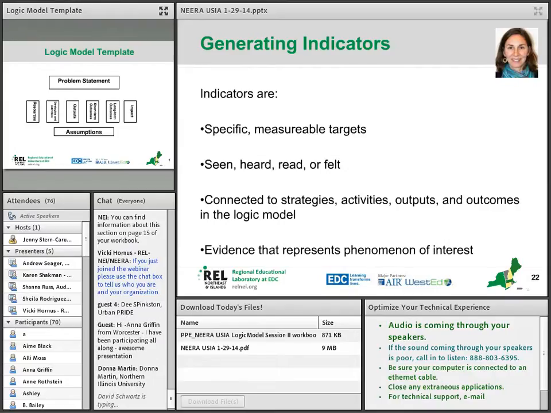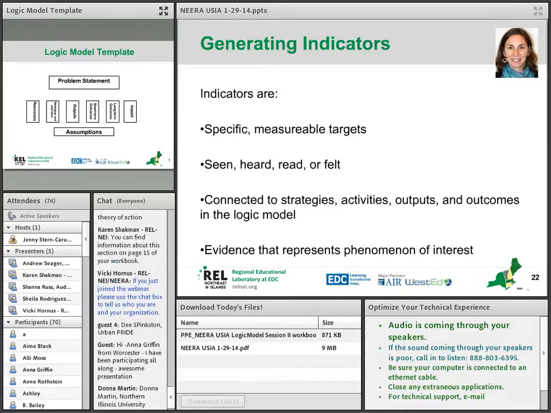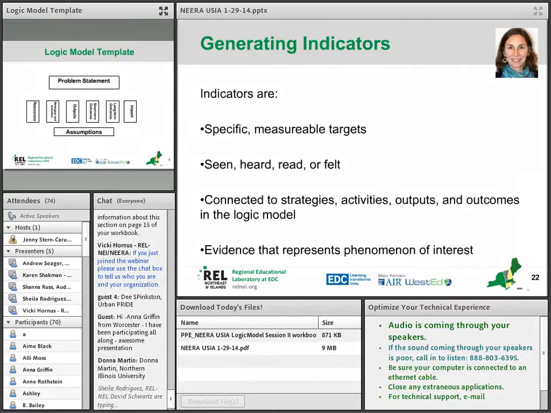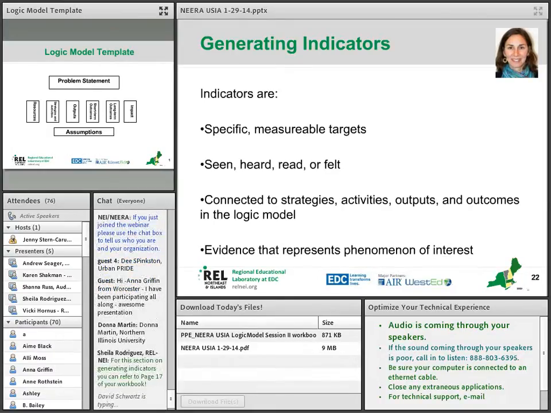They can be seen, heard, read, or felt. They're the tangible evidence of the phenomena that is represented in the outcome. So again, if you use that example of teacher evaluation and changes in teachers' practice, the outcome might be to have teachers employ data more effectively to make decisions about teacher practice. But the indicator would be something more specific and tangible. It would be the temperature reading or the feeling of the forehead as the evidence that we actually have of that phenomena. Indicators are connected to the strategies and activities, the outputs and the outcomes of your logic model.